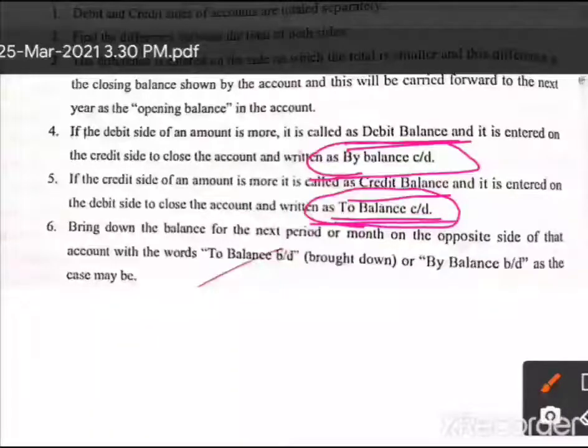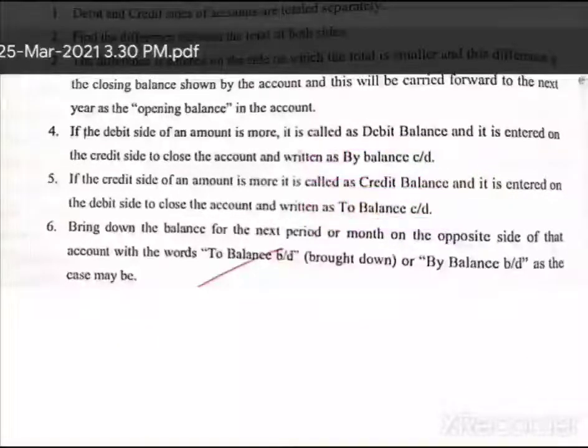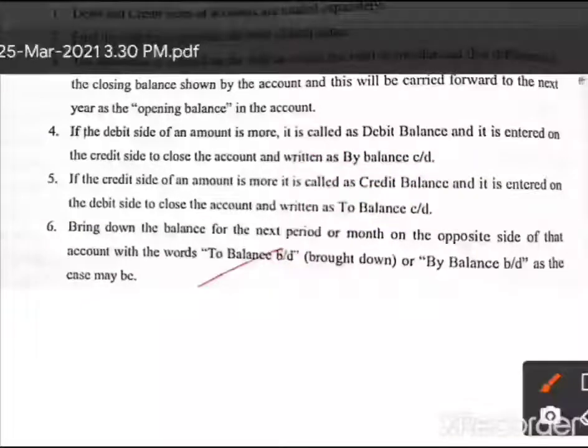Okay, is that understood? If it is a debit balance, we close it by writing "by balance carried down" at the credit side. If it is a credit balance, we carry it down to the debit side, and we enter "to balance carried down".